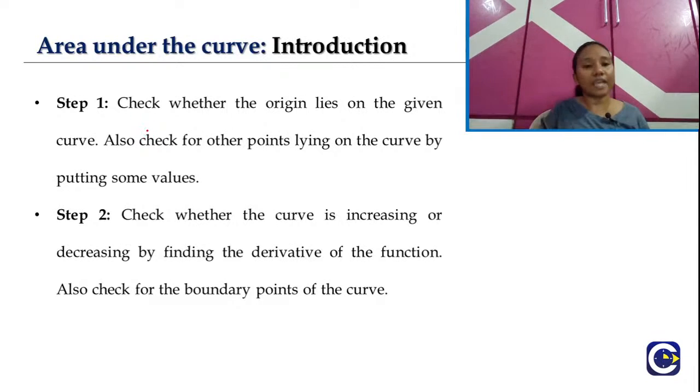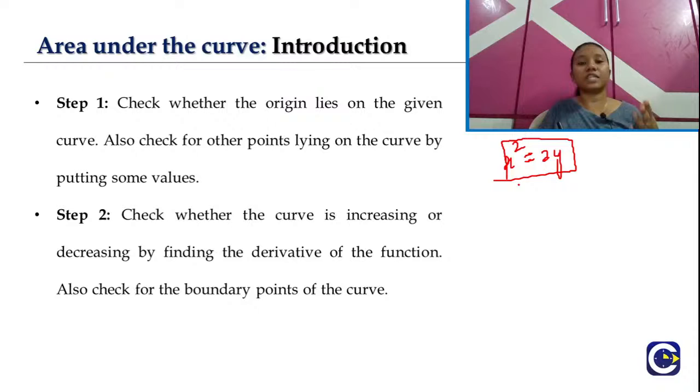In the same way, here we are starting with the step that is, check whether the origin lies on the given curve or not. That is our first and foremost step. After that, we have to even check for other points lying on the curve by putting in some values. It can be x equal to 0, it can be x equal to 1, it can be anything. So let me take an example, x square equal to 2y. It is a curve, yes or no? So here the given curve is nothing but x square equal to 2y.